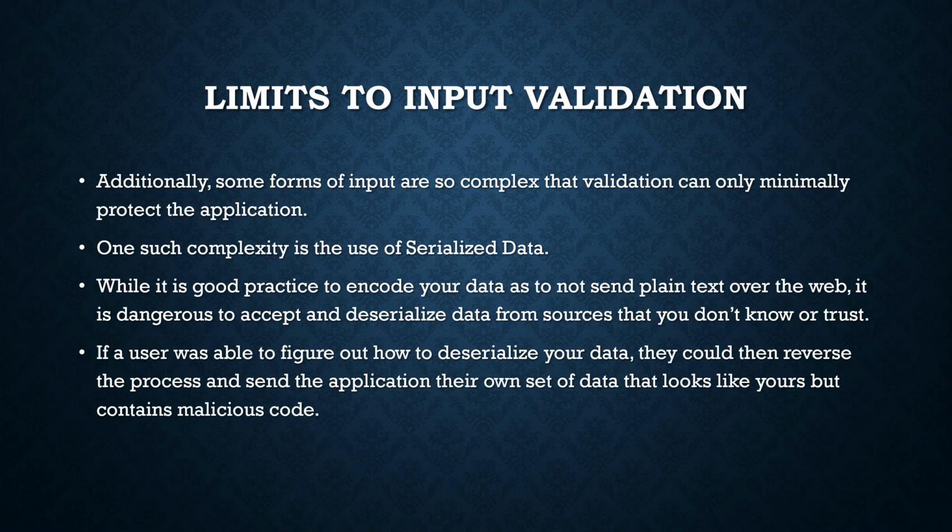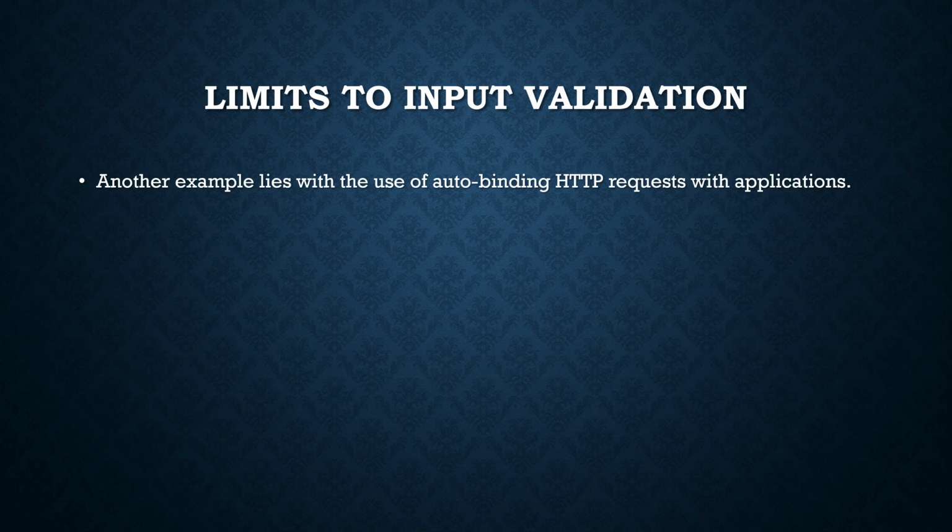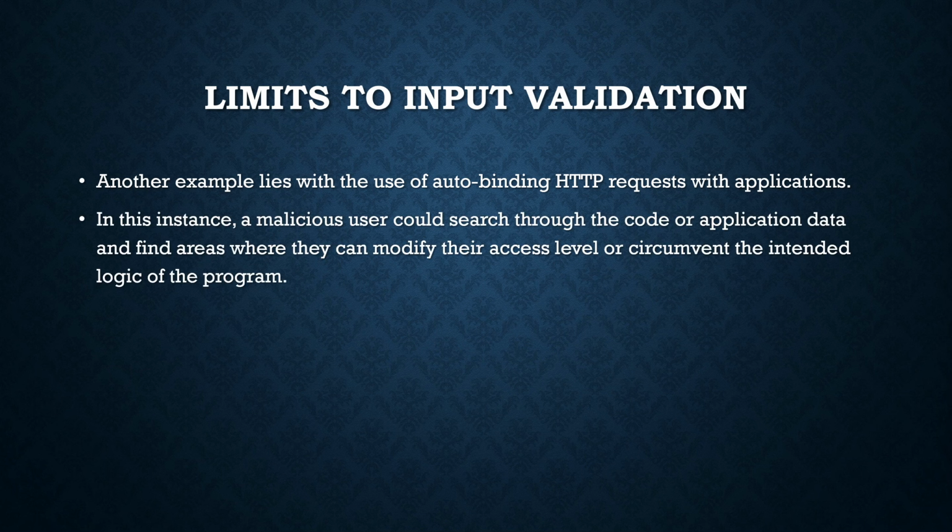If a user is able to figure out how you serialize your data, they could reverse engineer the process and send the application their own set of data that looks like yours but contains malicious code. Another example lies with the use of auto-binding HTTP requests within the application. In this instance, the user could search through the code or application data, find areas that they can modify their access level, or they could circumvent the intended logic of the program.